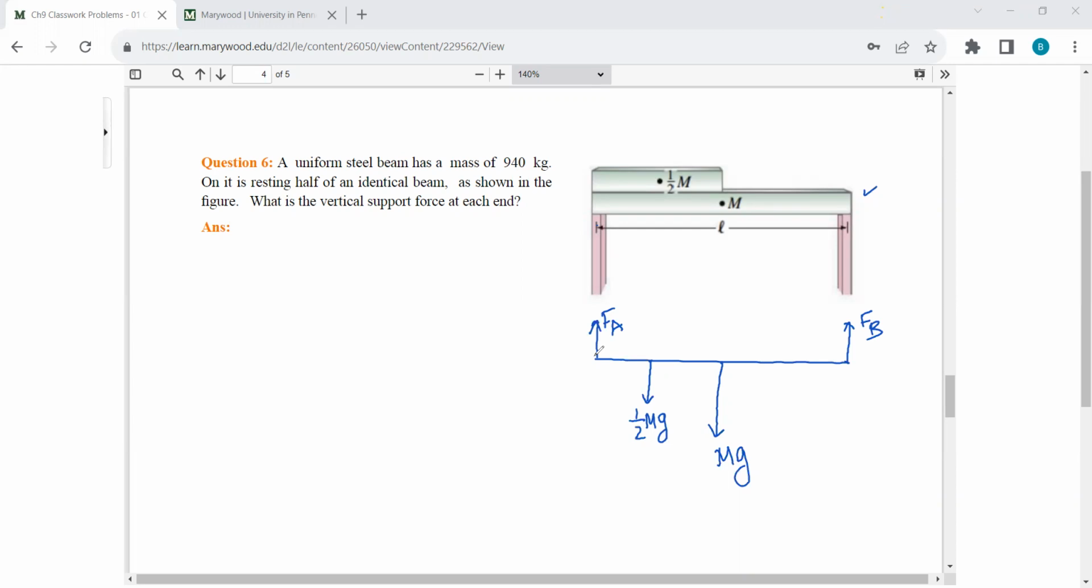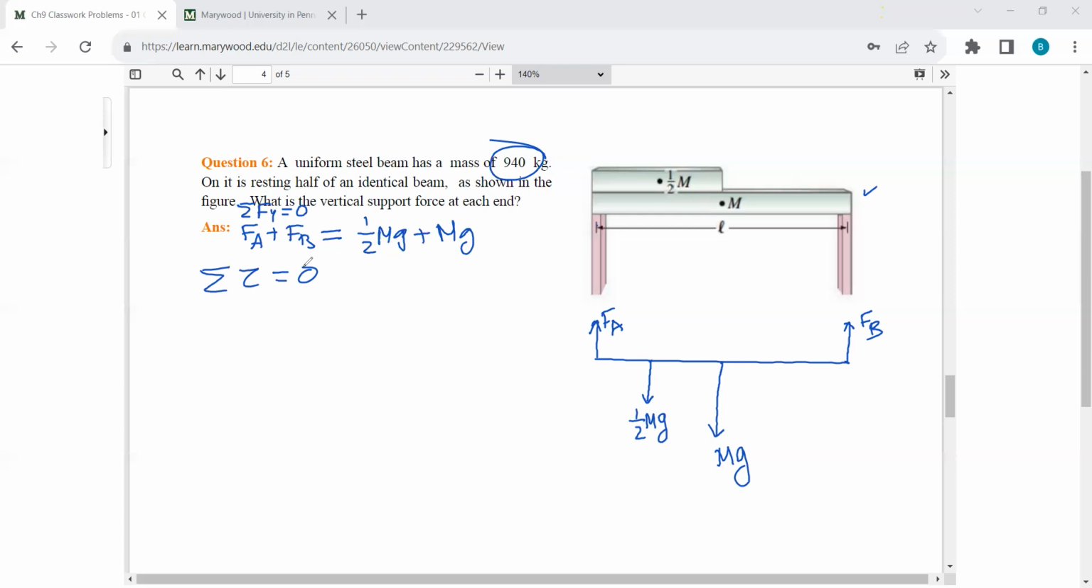So these are all the information you basically need. Then you can write very similar to the last two problems, when Fy equals 0, you can write that FA plus FB equals half mg plus mg. And you know that m is equal to this. So from that you can calculate the sum of FA and FB. And then similar to the last two problems, you can also write tau equal to 0.